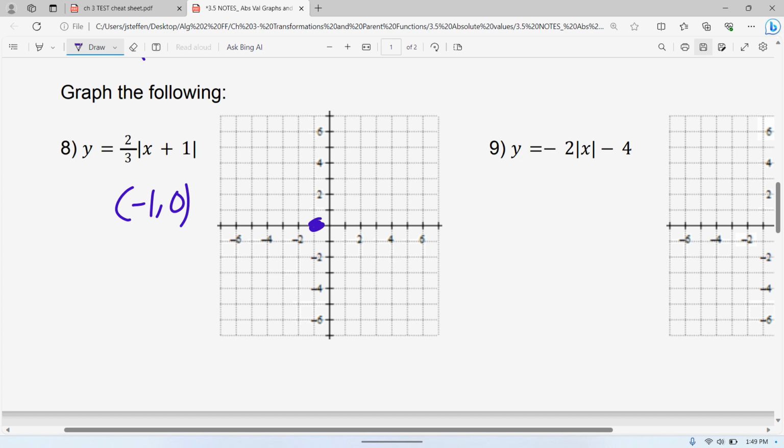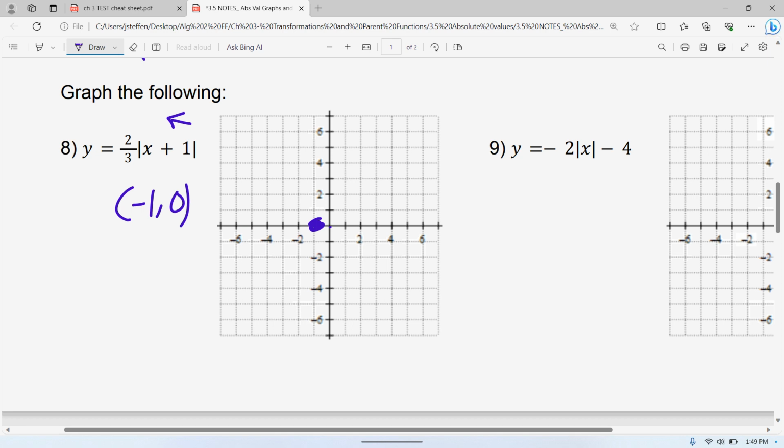I don't do it that way because I like to use the transformations that we've been using since the very beginning of this chapter. We've done it for about 2 weeks now. So what I mean by that is I know that this is to the left 1. So I start at 0, 0. I go to the left 1. That's where my new vertex is.